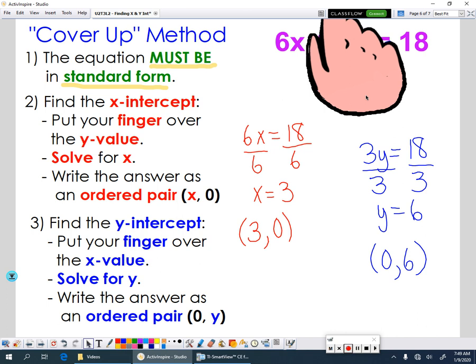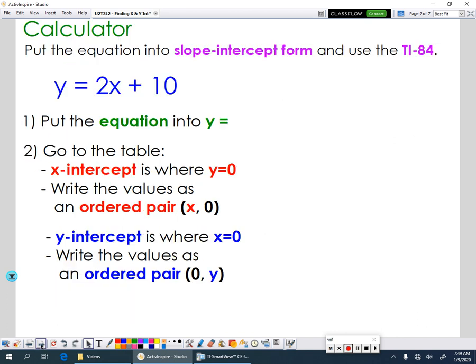So again, use your cover-up method for the next two problems, and then move on, and we'll show you finally the calculator method. So here's our calculator method. The only way you can use your calculator is if you have a slope-intercept form equation, so one of those y equals equations. And we're going to do this exactly the way we've entered equations into our calculator before, is we're going to take this and put it into the y equals part of our calculator.